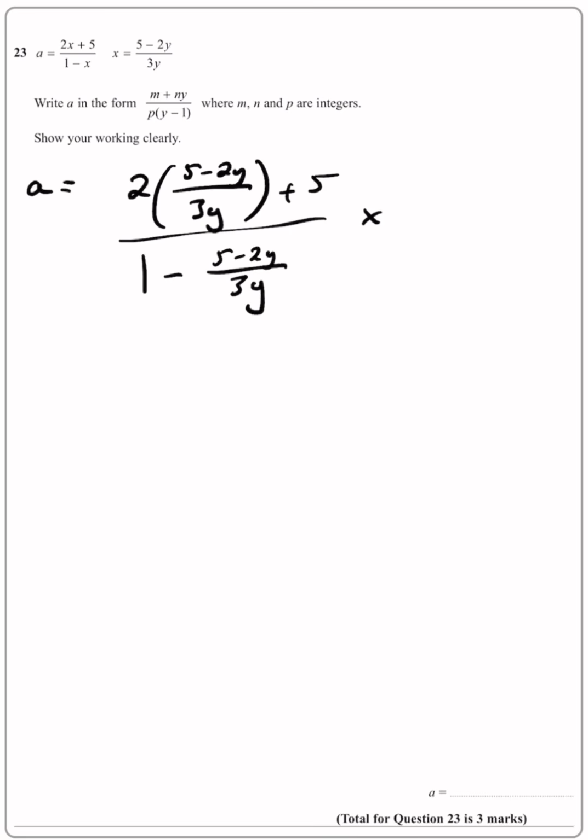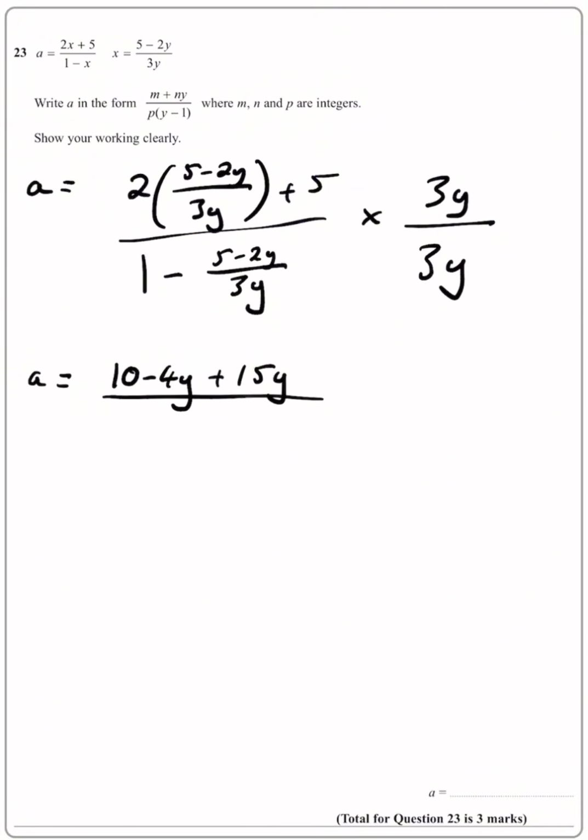To simplify this, I'm going to multiply it by a fraction equivalent to 1. I've chosen 3y over 3y, as that will eliminate the over 3y parts of the numerator and the denominator. The numerator, so we've got 5 minus 2y times by the 2. The 3y's cancel, so 10 minus 4y. 5 times 3y is plus 15y. For the denominator, 1 times 3y is 3y, and then we're subtracting the 5 minus 2y after the 3y's have been cancelled in the denominator.